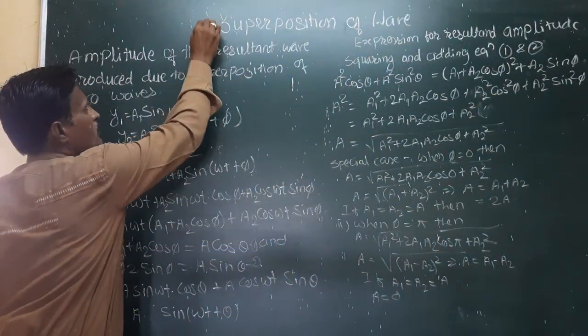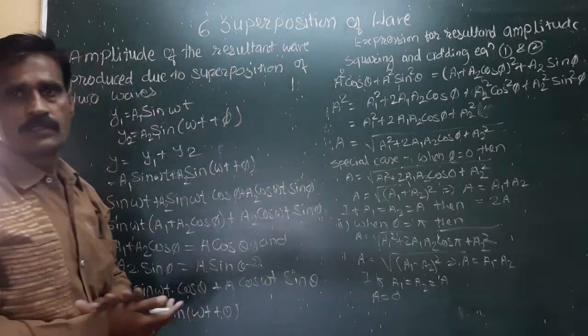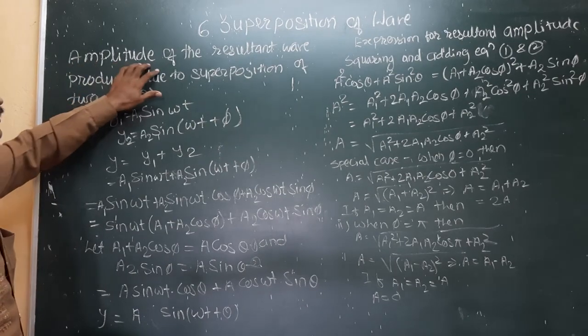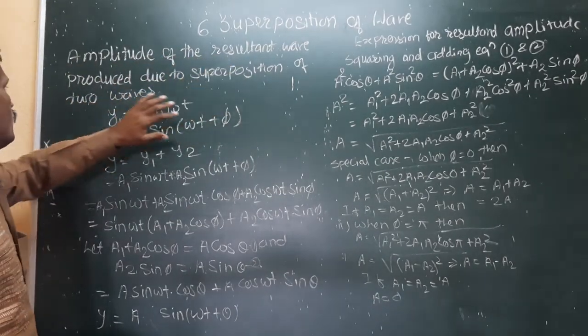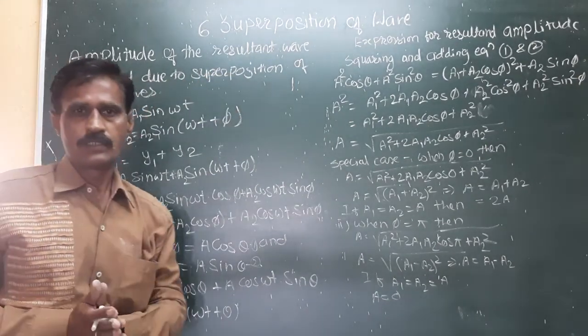Hello student, this is the sixth chapter, superposition of waves. Today we are going to see about the amplitude of the resultant wave produced due to superposition of two waves.